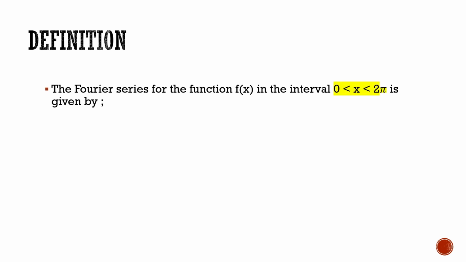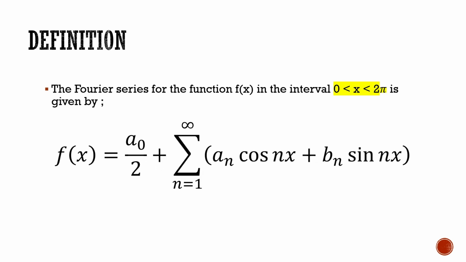First, let's discuss the definition of Fourier series. The Fourier series for the function f(x) in the interval x greater than 0 and less than 2π is given by f(x) = a0/2 + Σ (n=1 to infinity) [an cos nx + bn sin nx].